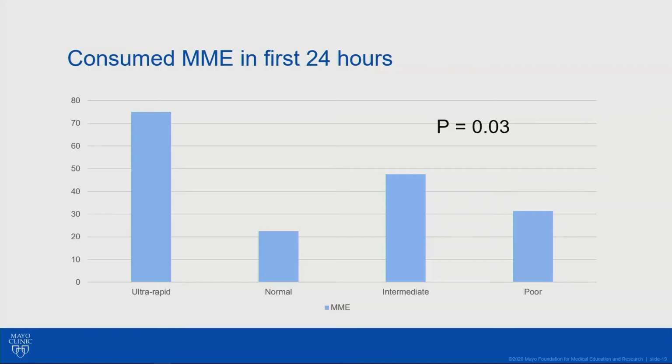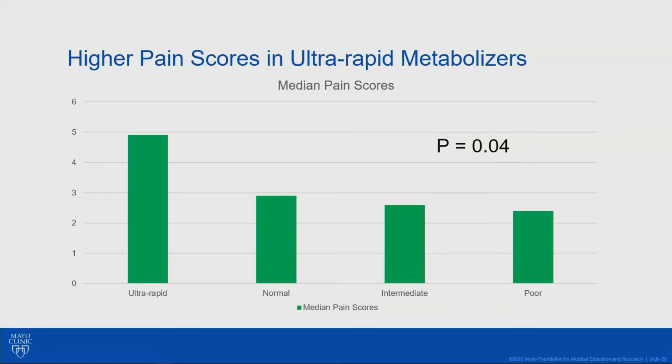In the first 24 hours after PACU entry, patients in that ultra-rapid metabolizer group consumed the most MME, with a median of 75, compared to the other 3 groups where the median was between 20 and 40, and there was a p-value of 0.03 for that. There were also significant differences between groups in pain scores in the last 24 hours of the hospitalization, with the ultra-rapid having a median pain score of 4.9, and the other 3 groups being between 2.3 and 2.9.